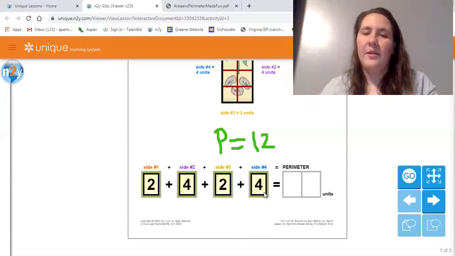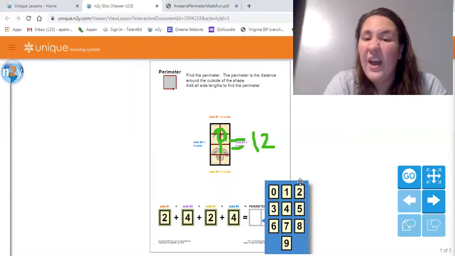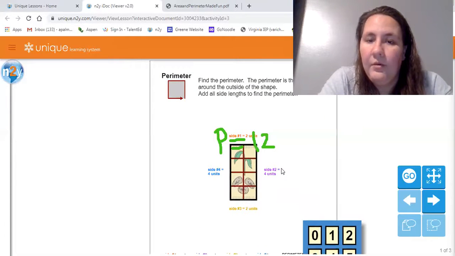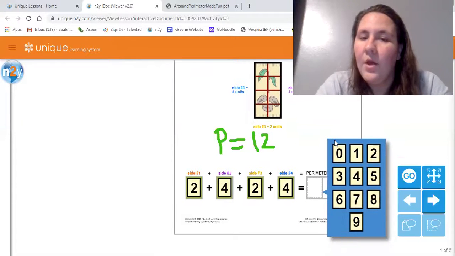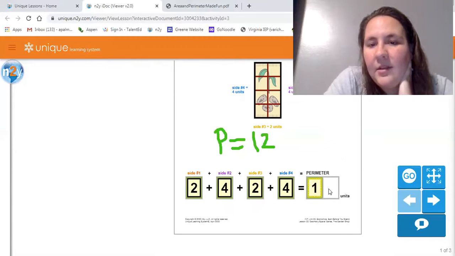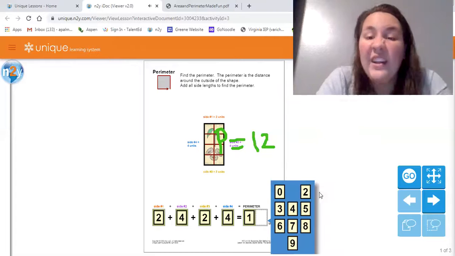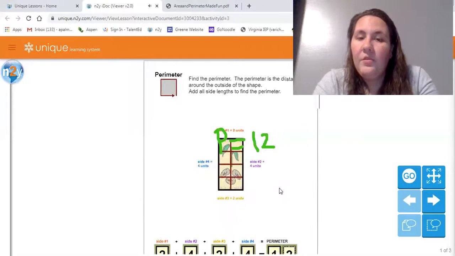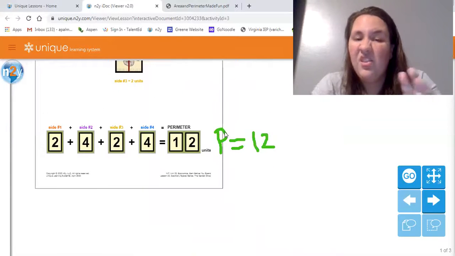So I'm going to type that number in here. Can you find the 1, because the 1 comes first in our number 12. So touch the 1 with your finger. Good job. And then what comes next? What comes next in the number 12? Very good, a 2.